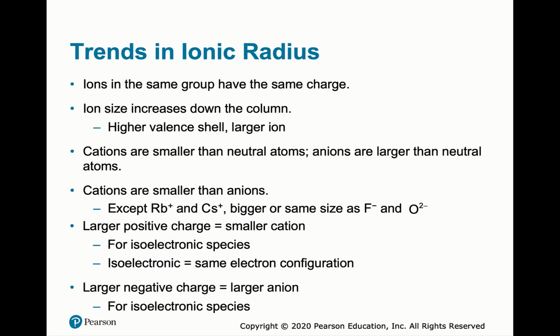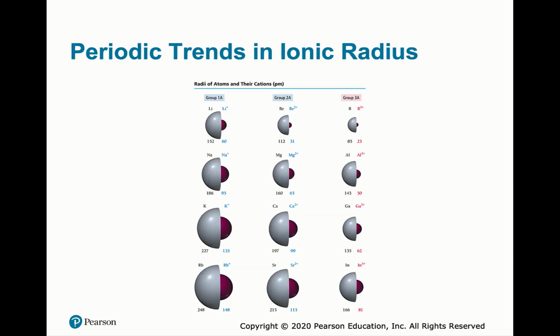But the general rule is that the positive ions are smaller than the anions, with the exception of rubidium and cesium, which are about the same size as fluoride and oxide. Rubidium and cesium are at the bottom of the periodic table, and they're not very dense. So that's pretty far down there. And I already mentioned isoelectronic structures.